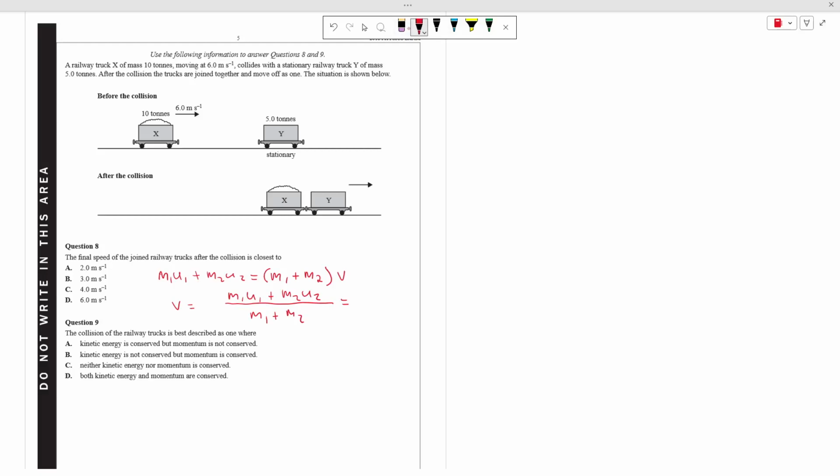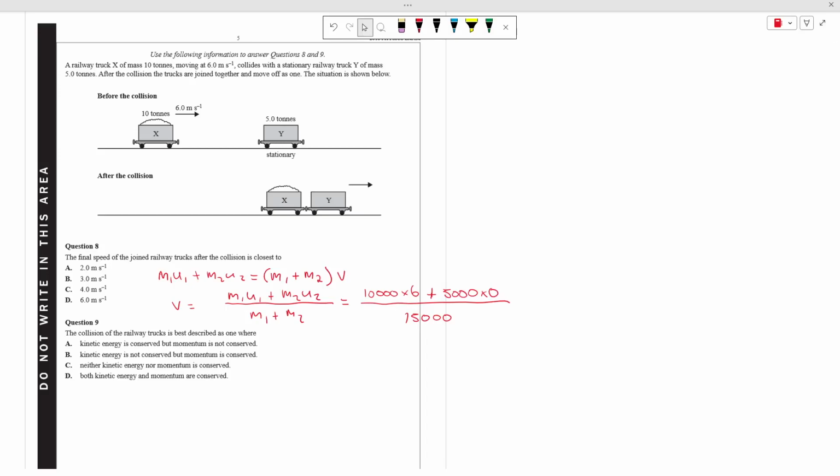So we just chuck all our numbers in there. Let's do it very quickly. So the first cart is 10 tons, so that's 10,000 times its initial speed, which is 6, plus the next truck has a mass of 5 tons, but it's not moving, so its speed is 0, and their combined mass is 15,000 kilograms or 15 tons.